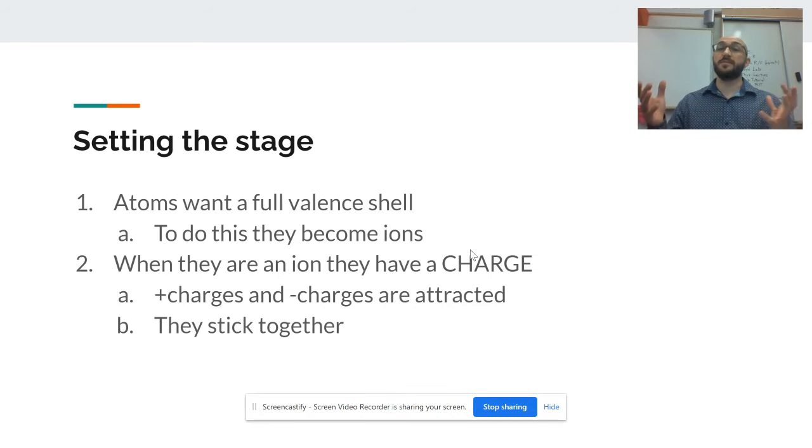So to get full, it's going to become an ion, either by losing the few that it has on the outside, leaving the full one inside, or by stealing a few extra electrons to fill it up. Doing this makes it become an ion. But when it's an ion, it gets an electric charge, just like static electricity. Like when you take a balloon and you rub it on your head and now the balloon sticks to your hair, that's because they have an electric charge, just like ions do. Now, here's the thing though. Just like your hair sticks to the balloon, positive ions stick to negative ions.